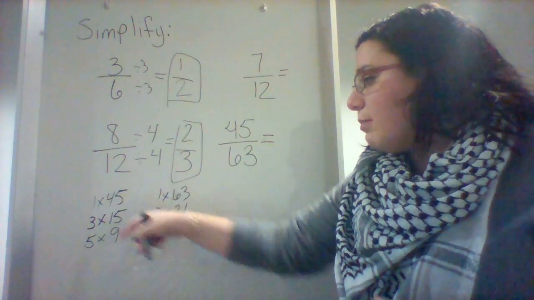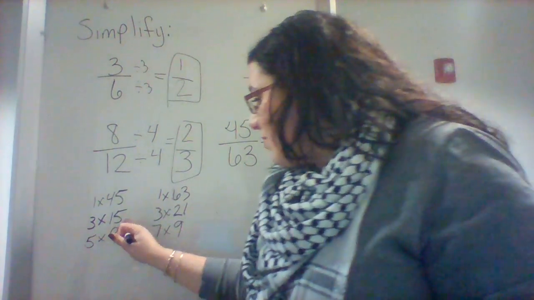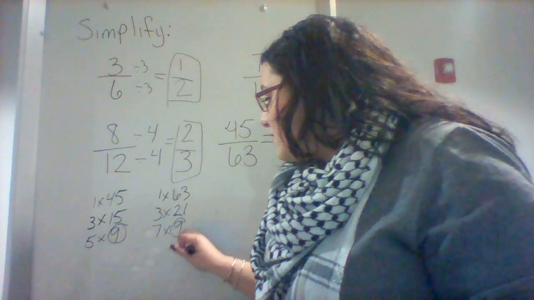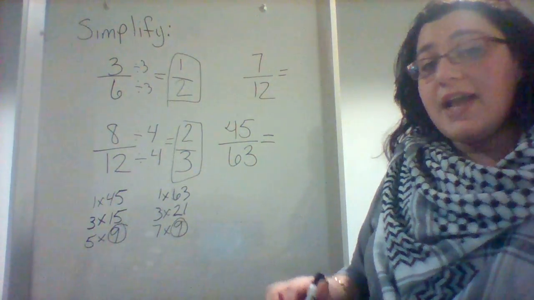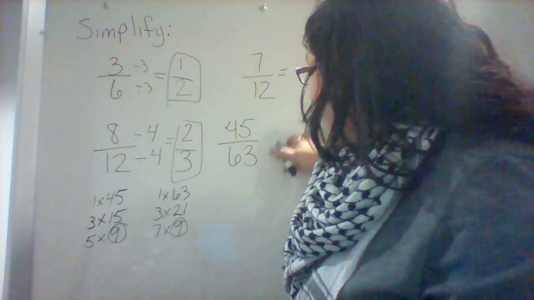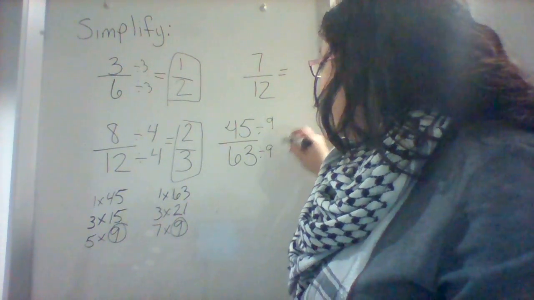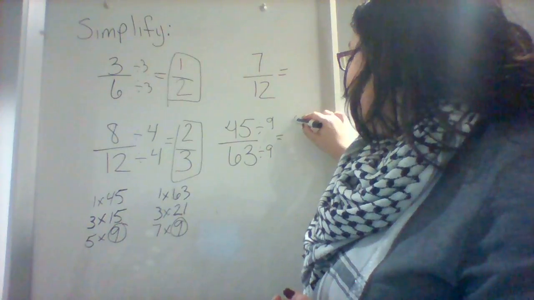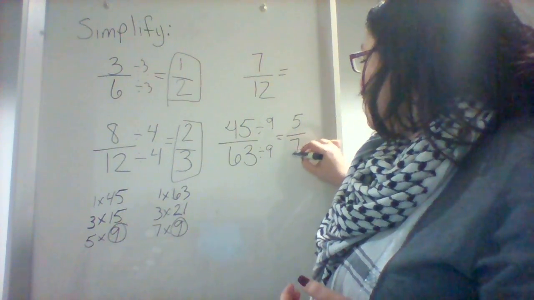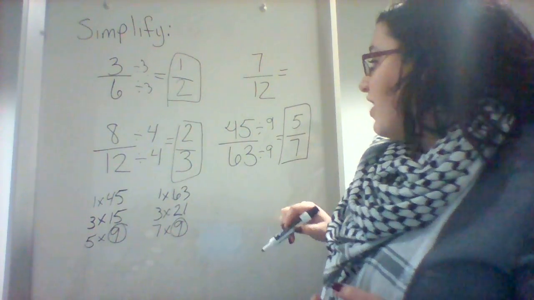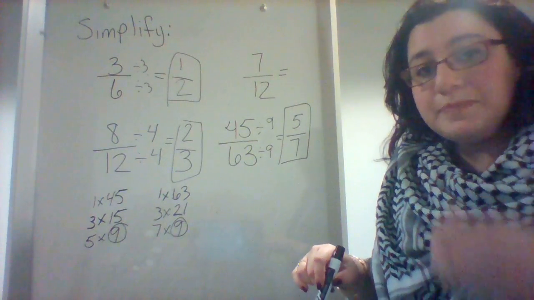So then I look at my numbers. The biggest number they have in common is a 9. So my greatest common factor is 9. I can divide 45 by 9. And I can divide 63 by 9. And I would get 5/7. So 5/7 is the simplified version of 45 over 63.